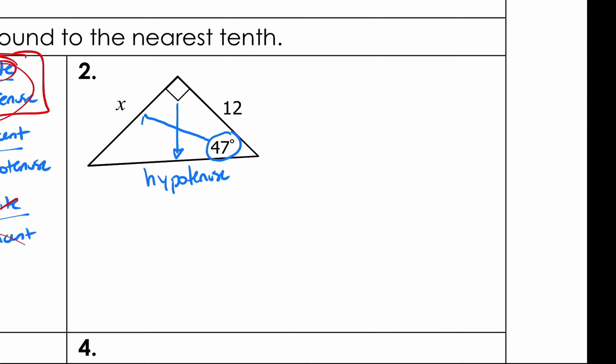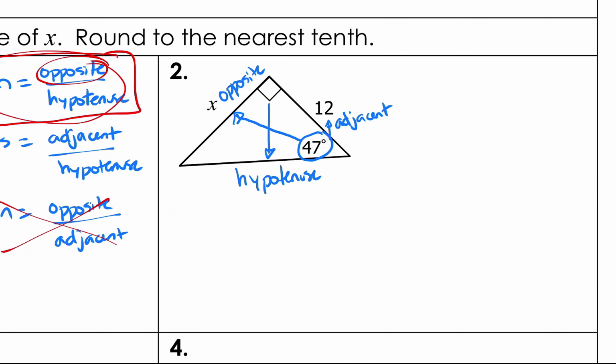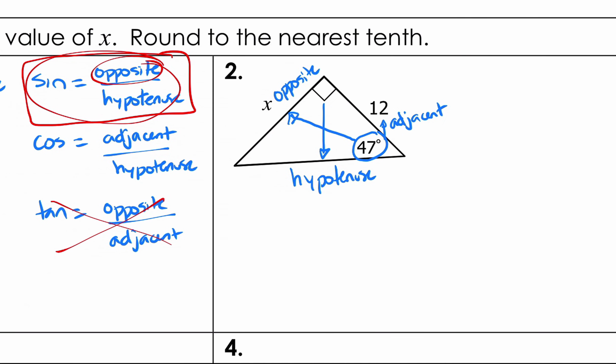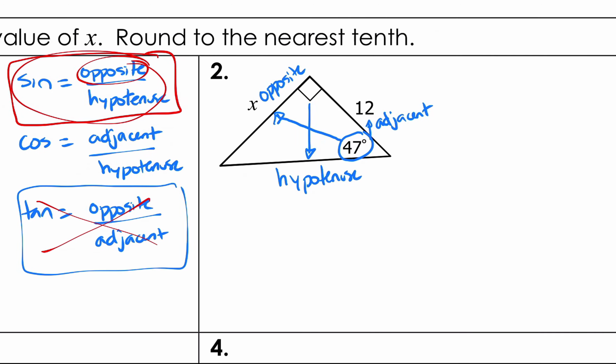Over here, that is the opposite side of 47 degrees. And 12 is the adjacent side because it's right next to the angle, because that's the angle we're focusing on. So which trig ratio has opposite and adjacent? That's tangent, isn't it? So that's what we're going to do.